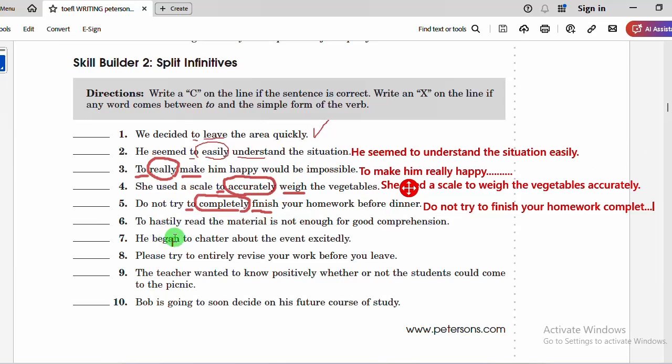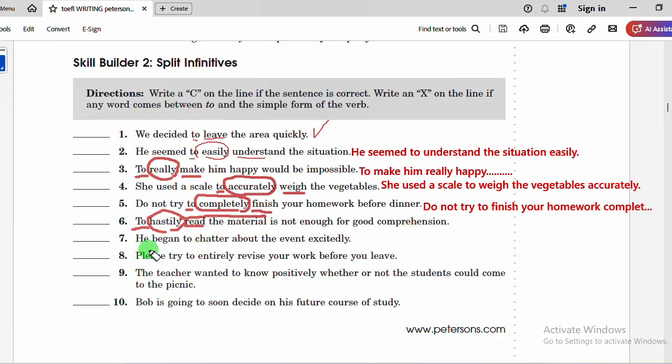Again, to hastily read the material is not enough for good comprehension. Let's highlight the word to and its infinitive read, here we find hastily. So in order to improve the sentence, we can say to read the material hastily. To read the material hastily is not enough for good comprehension. Again, to read the material hastily, I'm going to use the word hastily just next to the word material, is not enough for good comprehension.